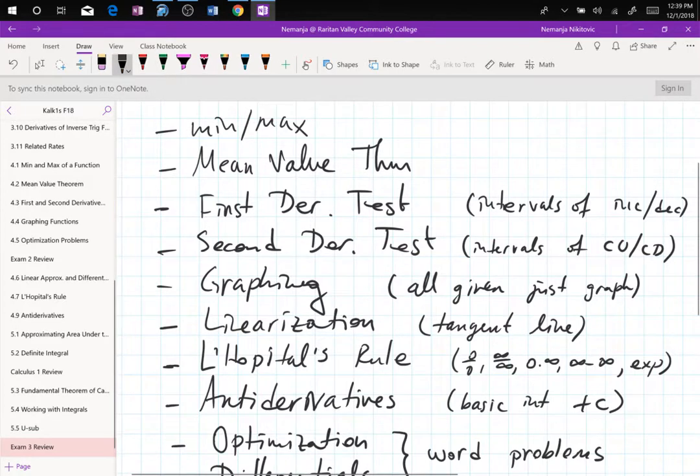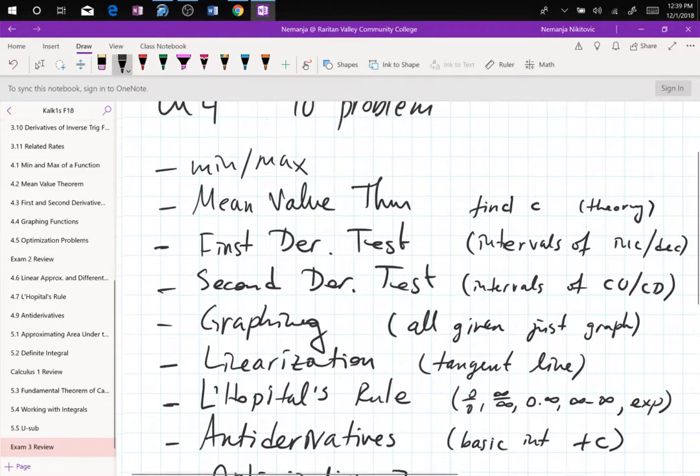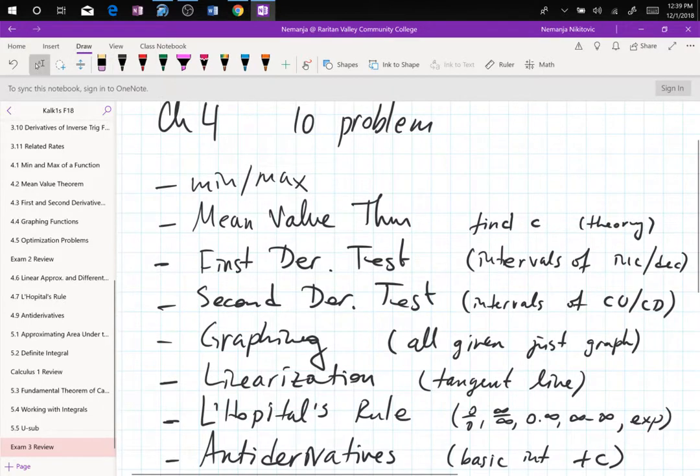Mean value theorem. Find C plus theory, right? To be able to state what the formula is. And then min-max, that's just easy. You take the derivative, you set equal to 0, find the critical point, and there you go. Critical point is your min or max. That's the exam. 10 problems.